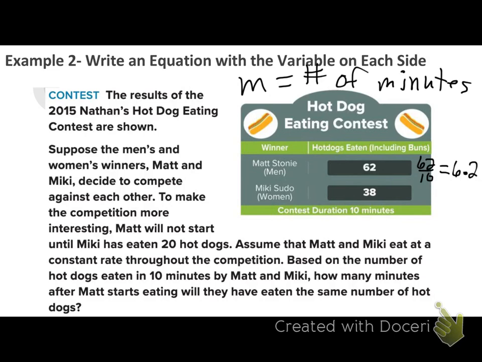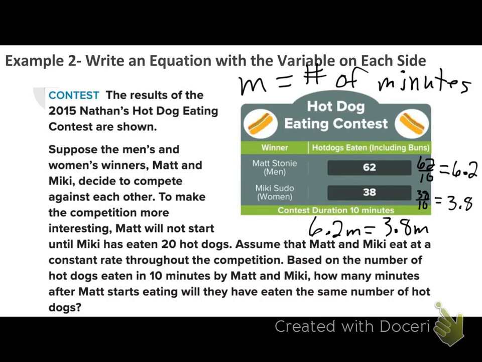So, how many hot dogs is Mickey eating per minute? 3.8. 38 divided by 10 is 3.8 hot dogs per minute. Okay? So 6.2 times the number of minutes is going to give me Matt's total number of hot dogs eaten, right? 3.8 times the number of minutes is going to give me how many Mickey has eaten.